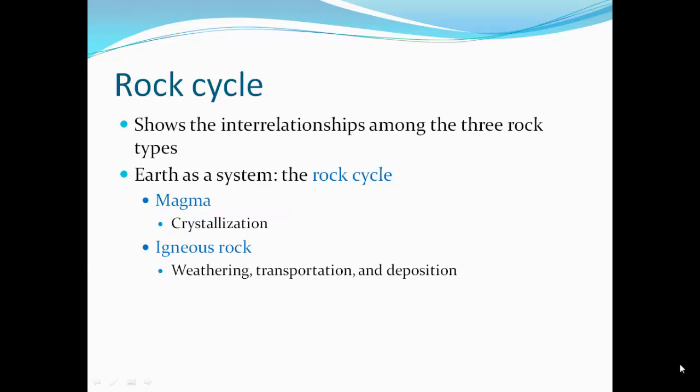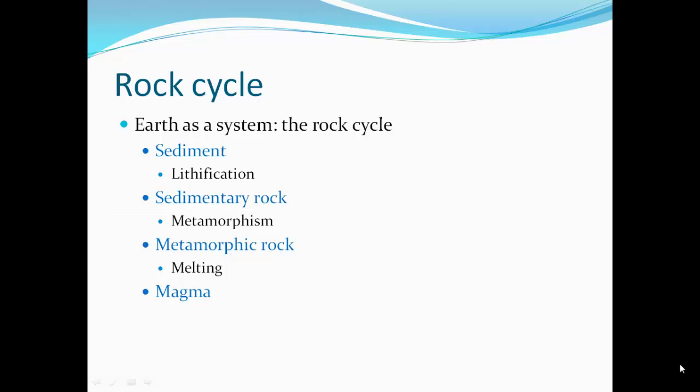Okay, to the rock cycle. The rock cycle shows the interrelationships among 3 rock types. Earth as a system, rock cycle is a major system, and a brief description of the system is: molten rock or magma slowly cools and crystallizes, forming igneous rock. Igneous rock then gets weathered, transported, and deposited. Then those sediments get lithified, or lithification turns those sediments into a rock again, and this rock is sedimentary rock. Then this rock, under heavy pressure and temperature, could be changed or metamorphosed into metamorphic rock, which later could be buried and melted, and we have magma again.